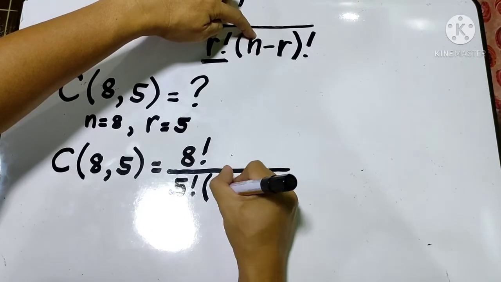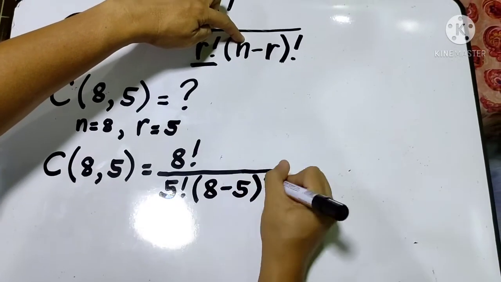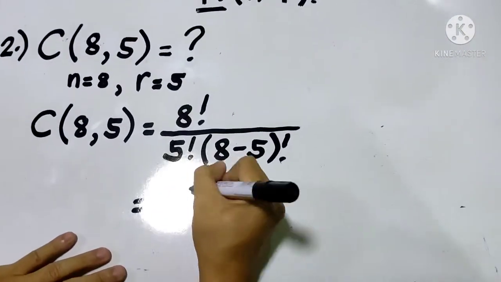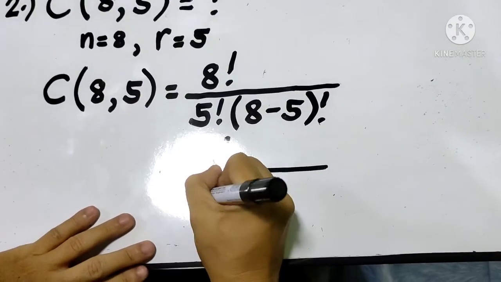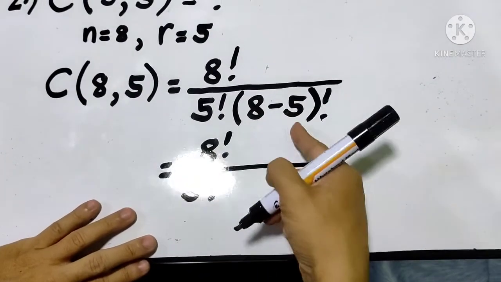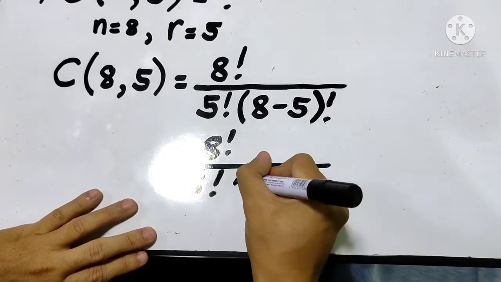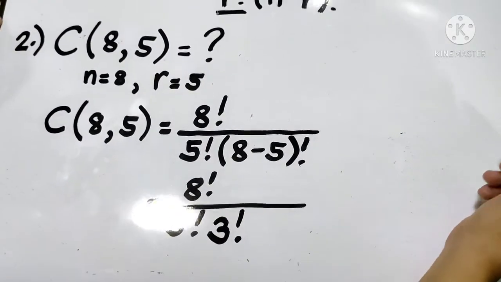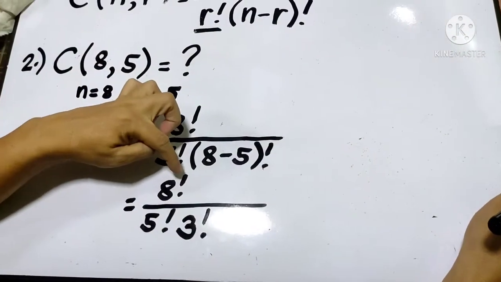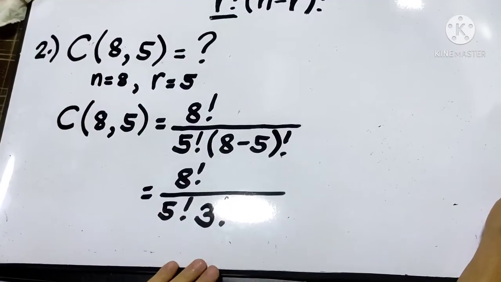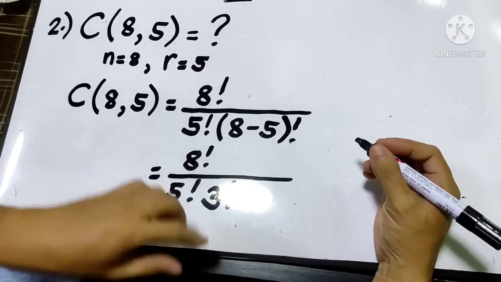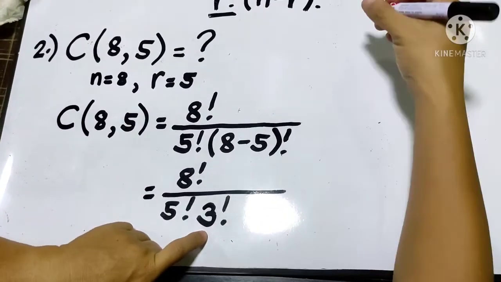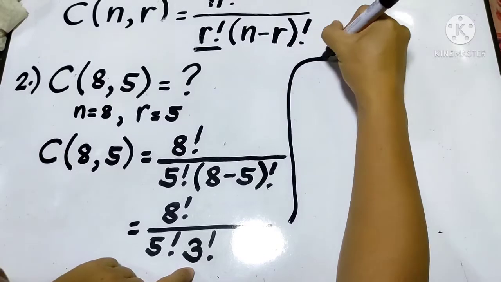So, that is 8 minus 5 factorial. You simplify it further and it becomes 8 factorial over 5 factorial, times 8 minus 5. What is that? 3 factorial. Are we done? Not yet. It's not yet the final answer because we still see factorial symbols here. So you're going to express 8 factorial in expanded form as well as 5 factorial and 3 factorial. So, let's continue it here.